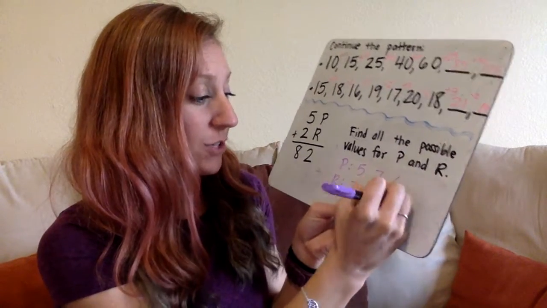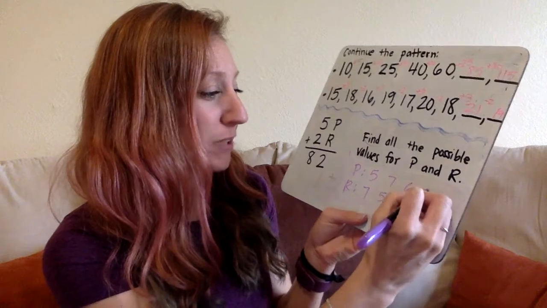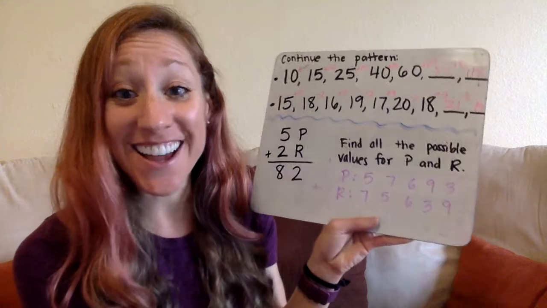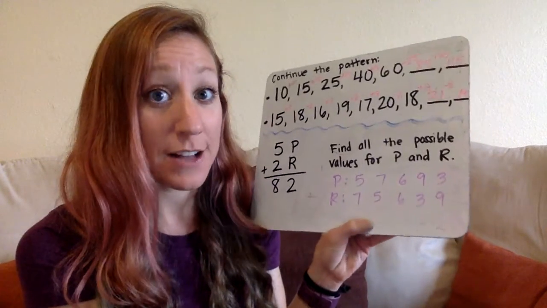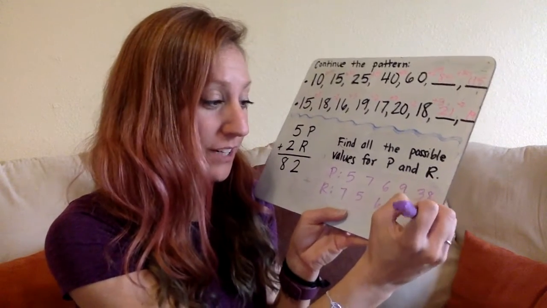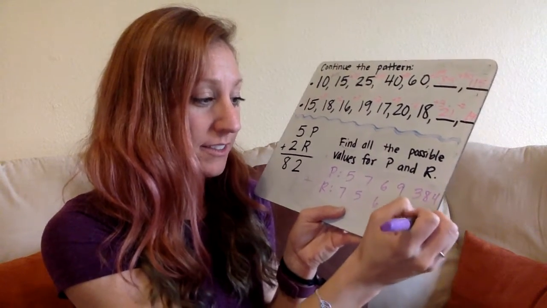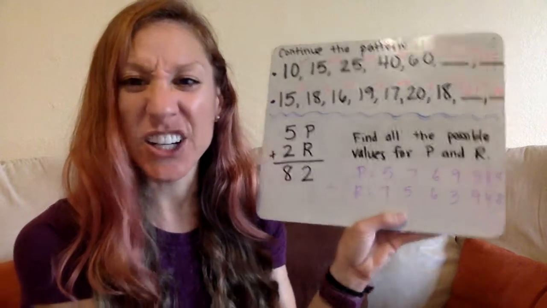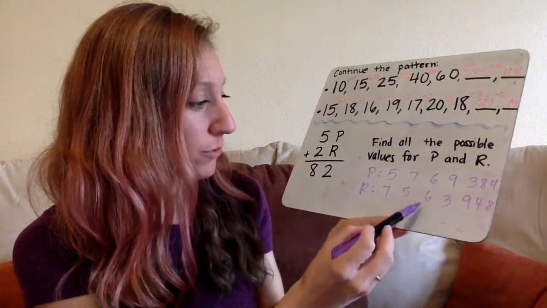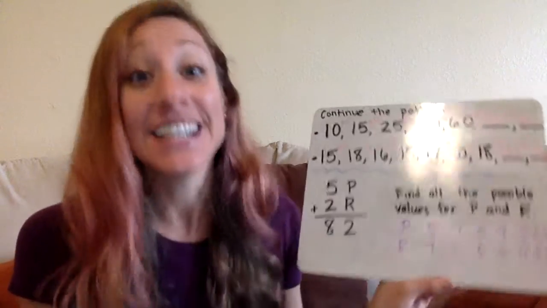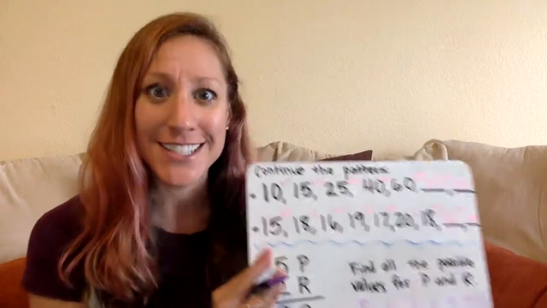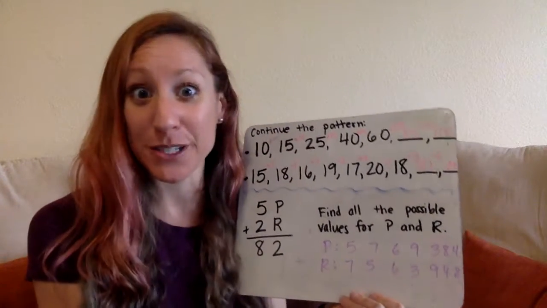Okay, if P is 6, R is 6. If P is 9, R is 3. If P is 3, R is 9. What else makes 12? What about 8 and 4? And we could do 4 and 8. Could I do 1 and 11? Not quite. But let's see, 1, 2, 3, 4, 5, 6, 7 different solutions to this one problem. How clever is that? Hopefully you found at least 3 solutions in here.